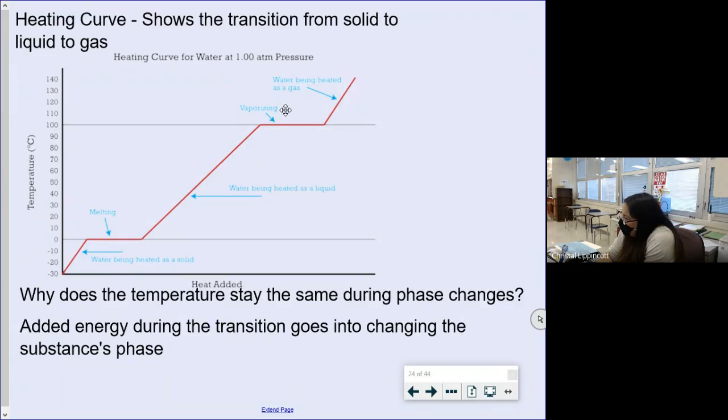Evaporation is very slow. It occurs at the surface of the liquid. And boiling is very rapid. You get those bubbles forming at the bottom. They're less dense. They rise up. They break through the surface. Okay.